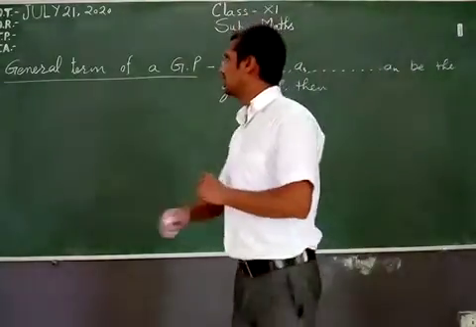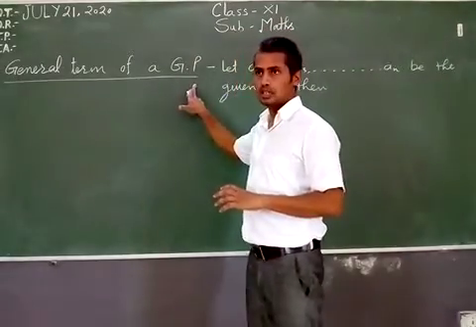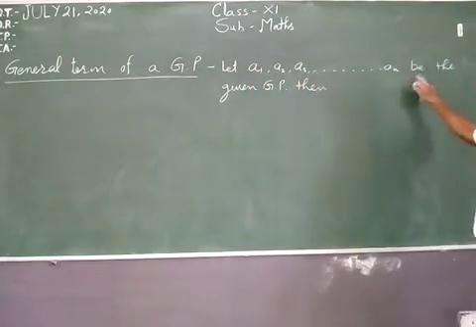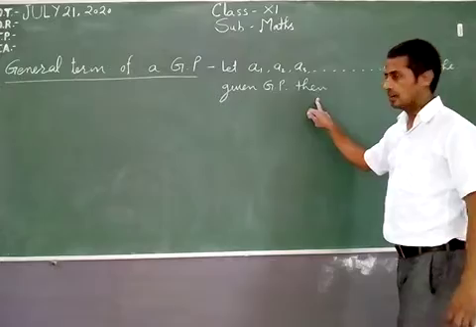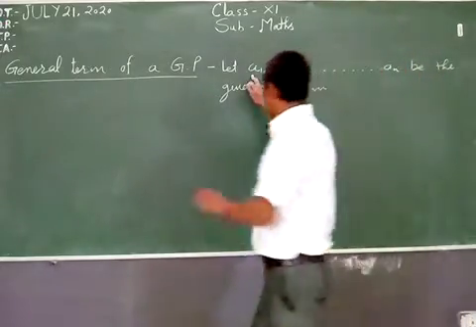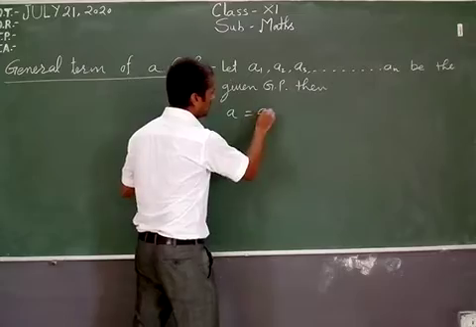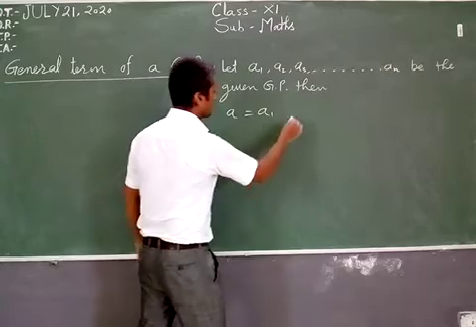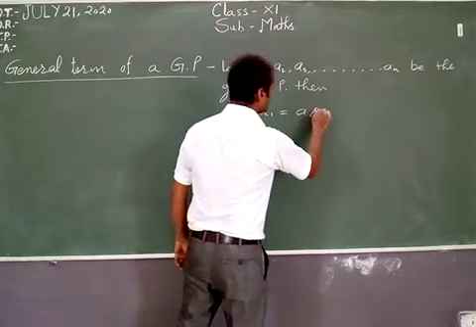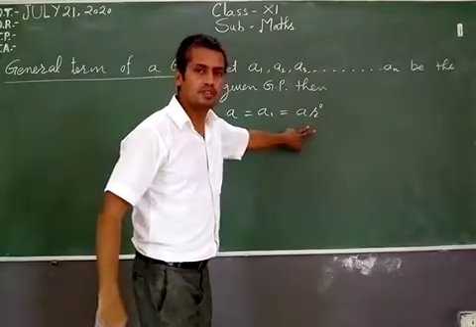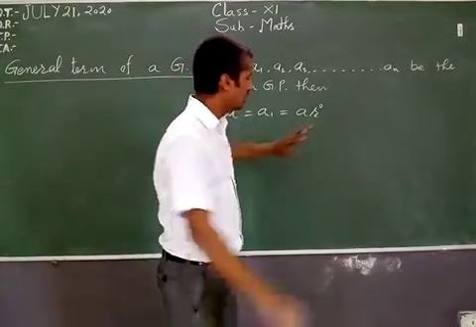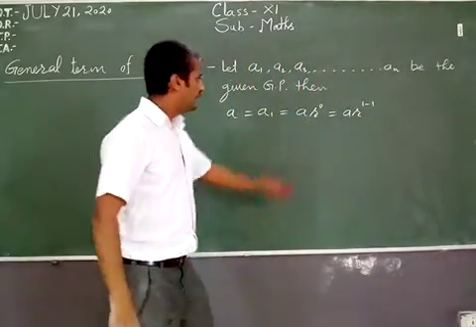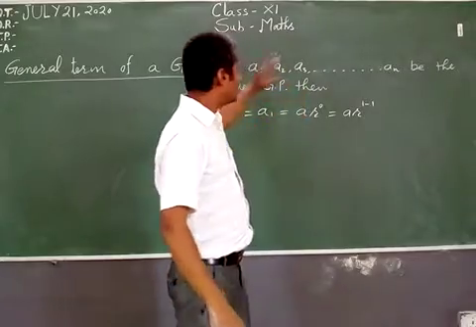Now we will discuss the general term of a GP, that is, geometric progression. Let A1, A2, A3 up to An be the given GP. Then the first term A1, we can write as A equal to A1, which is A into R power 0. R power 0 means 1, where R is the common ratio of the given GP.